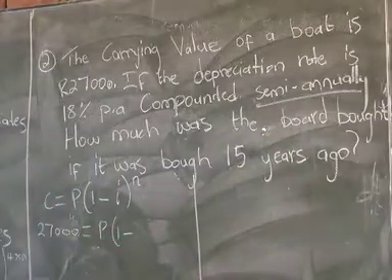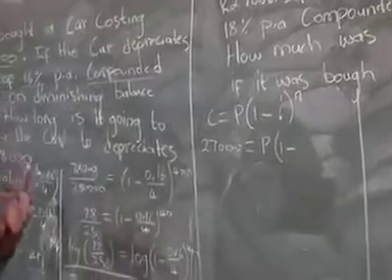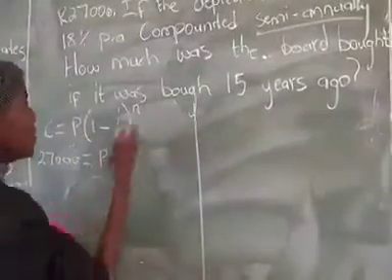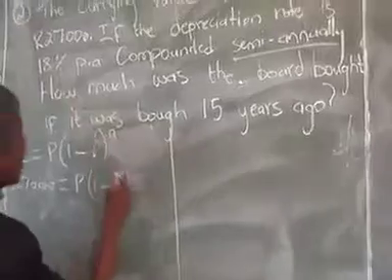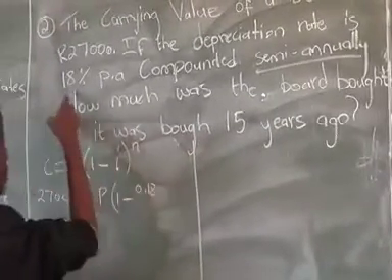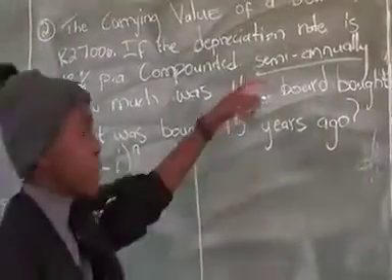So here we divided by 4 because they said quarterly, but here they say semi-annually. Semi-annually means twice a year, so you are going to divide your interest rate by how much? By 2. You are going to say 0.18 divided by 2. Why? Because they said semi-annually.